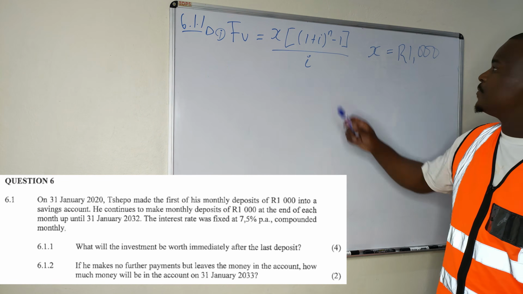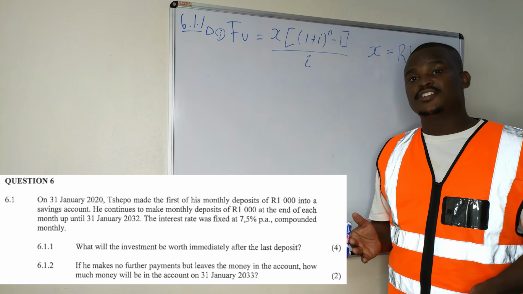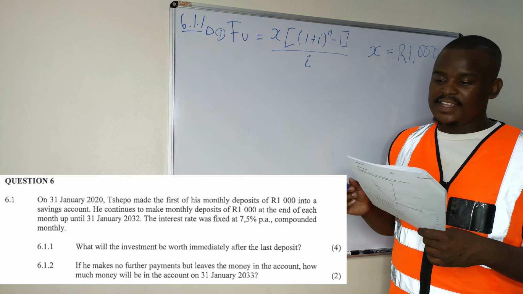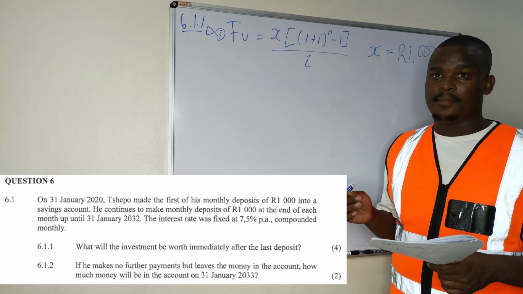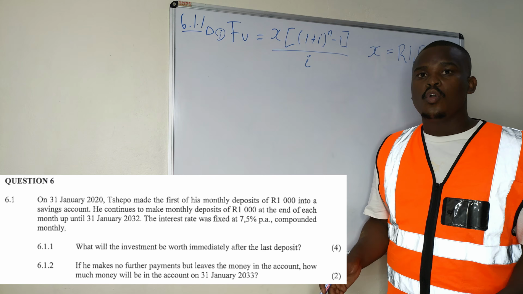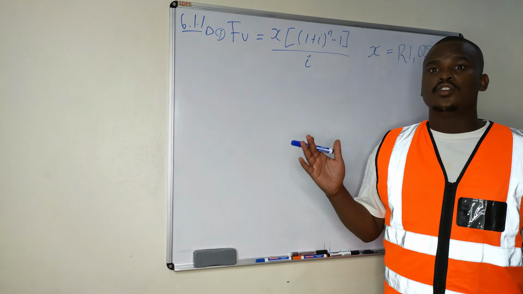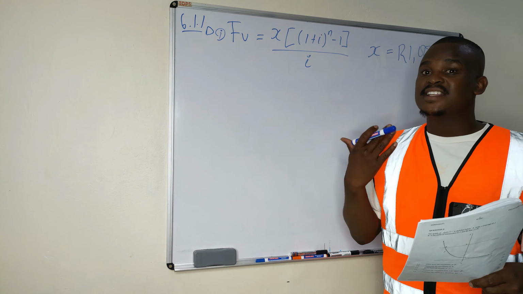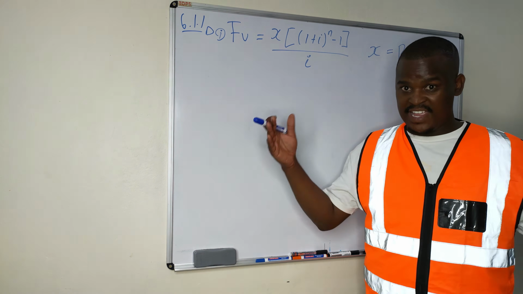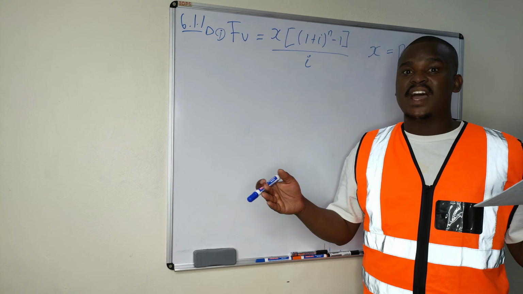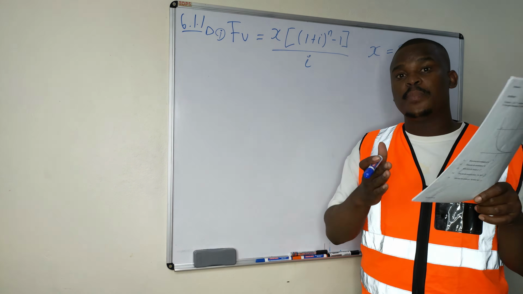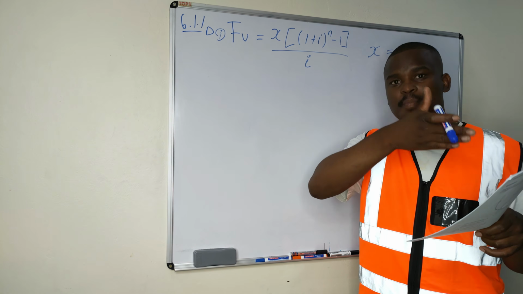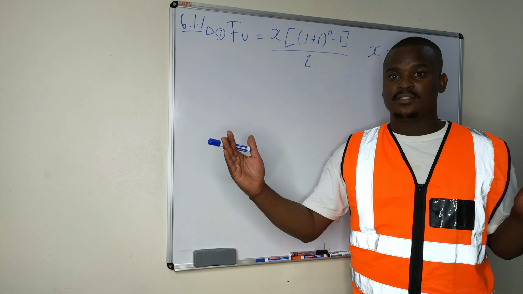Next one is i. So what is i? Your i is your interest rate. You are told here that your interest rate is 7.5% per annum, right? Which means that over a year the person on the investment will gain 7.5%. That 7.5%, which is gained over a year, will be distributed over 12 months.